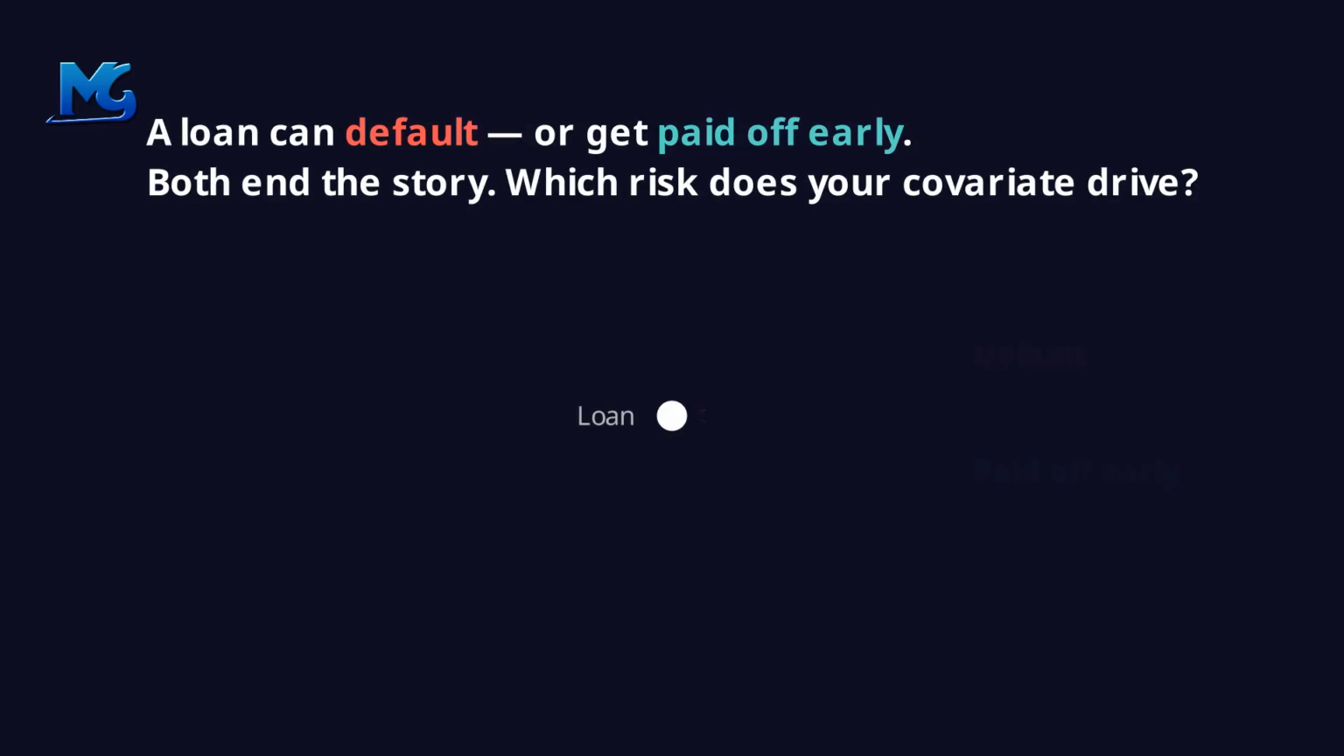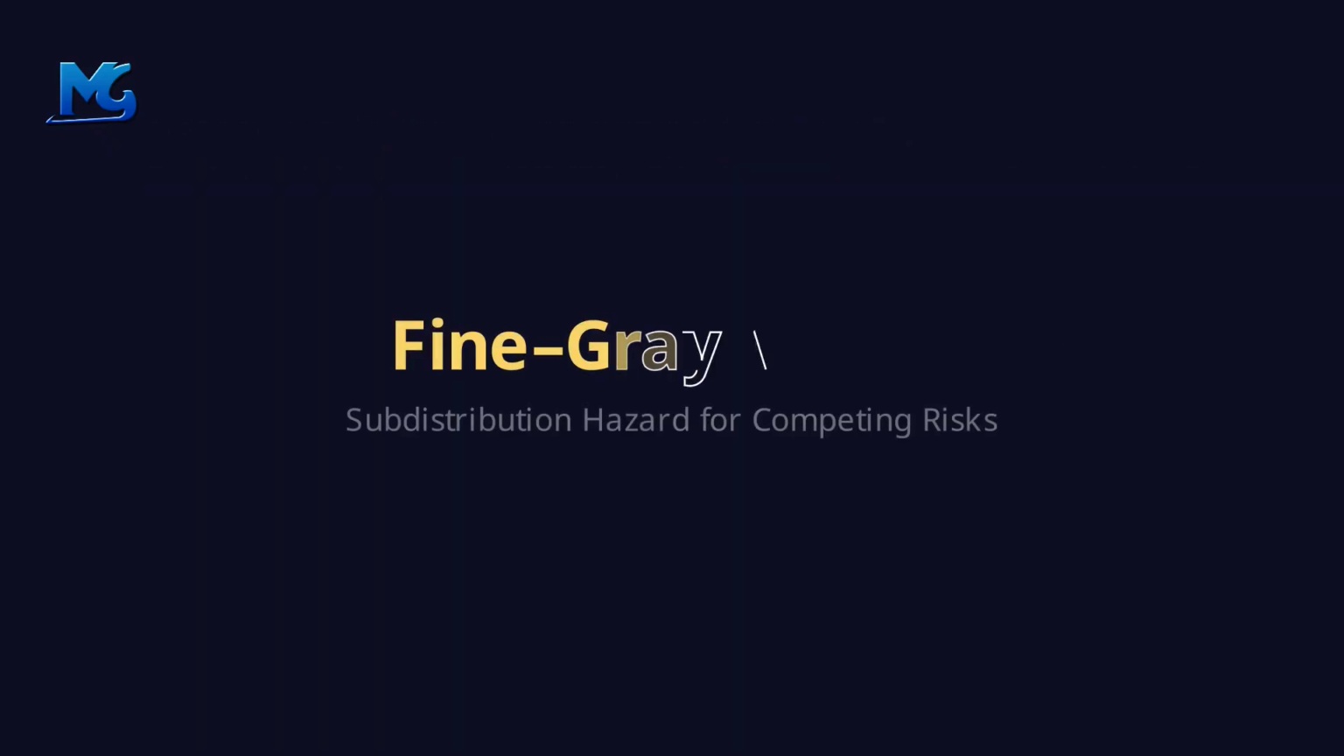A loan can default, or it can get paid off early. Both end the loan, but only one is the risk you care about. So which one does a borrower's profile actually drive? The Fine-Gray model. It estimates the subdistribution hazard for competing risks.